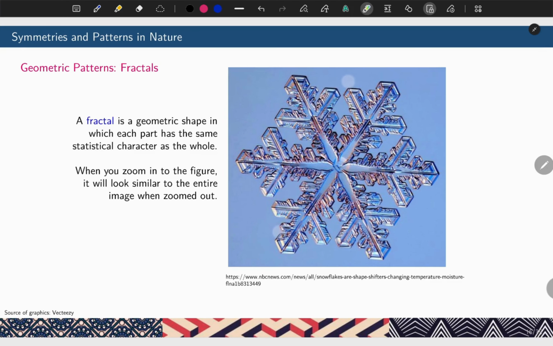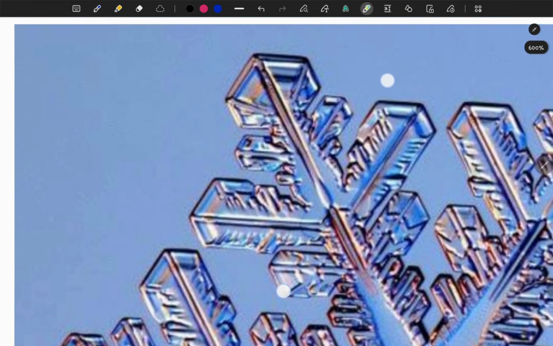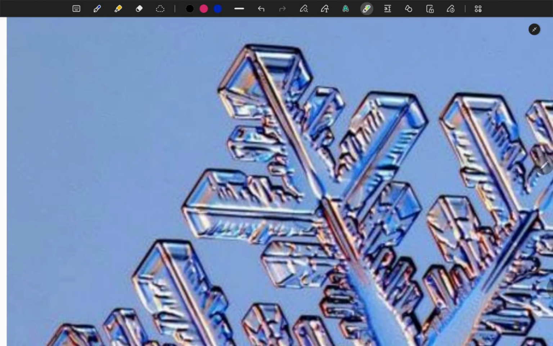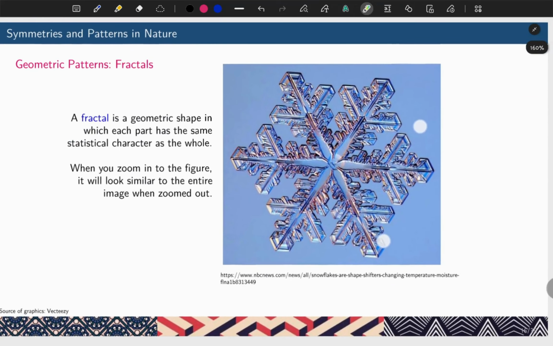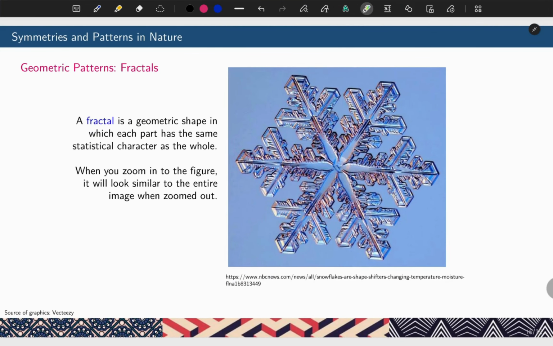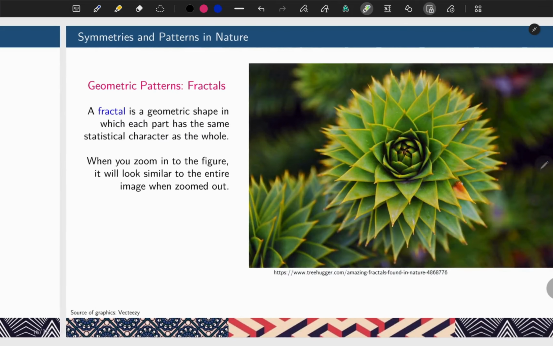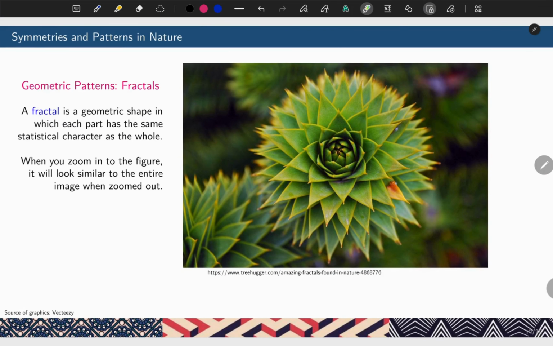So if I zoom this in, it will still look like an individual snowflake, won't it? That is what we call a fractal. Another example is this one.